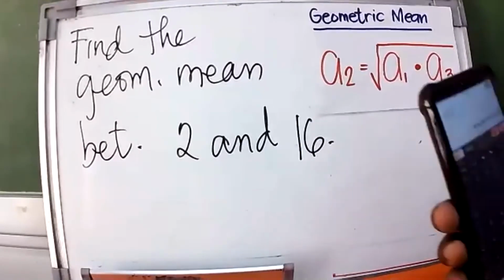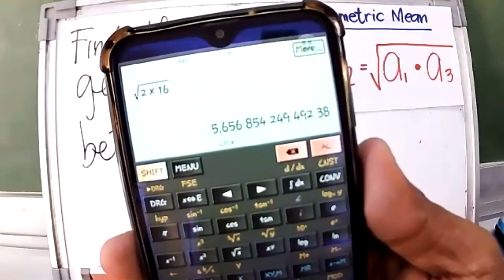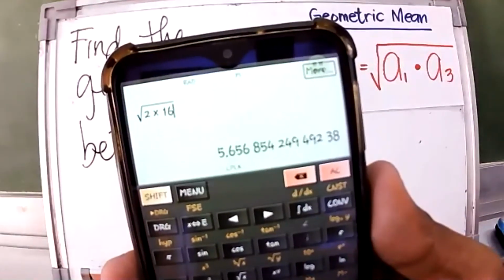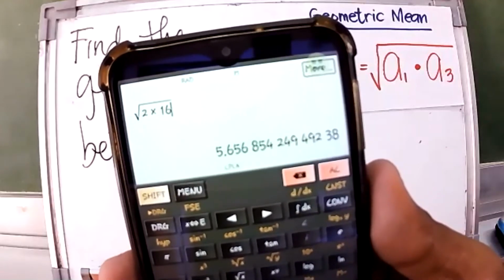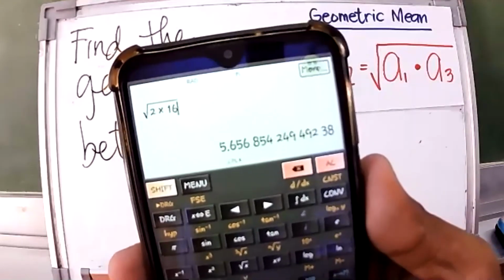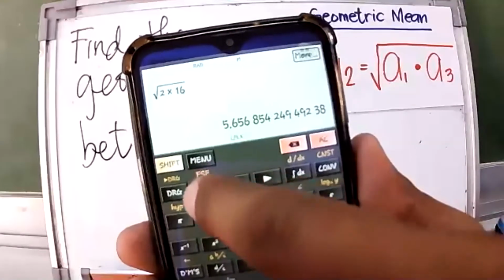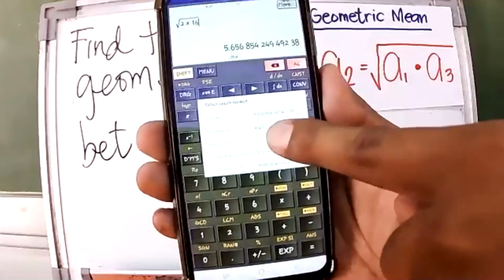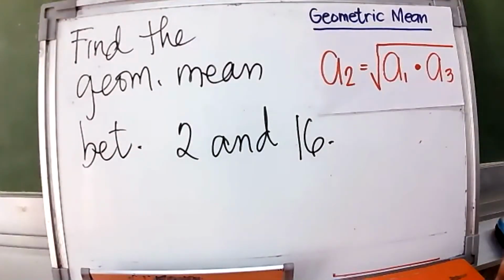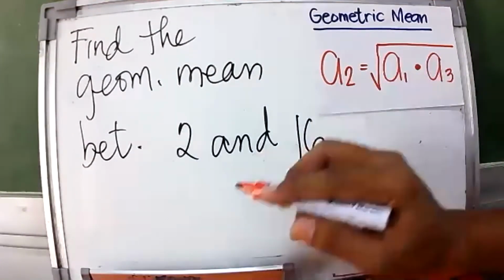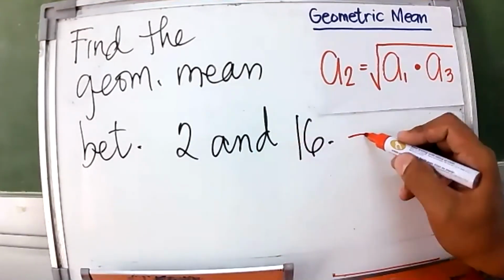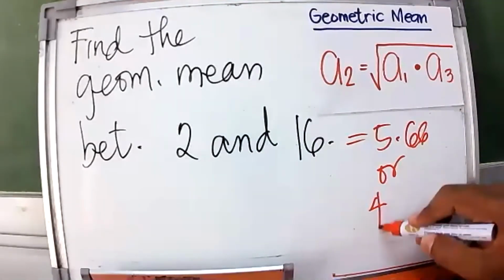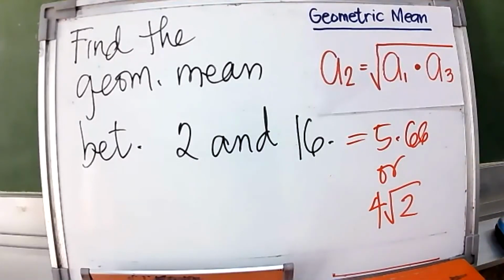Okay. So, I also pressed mine in my calculator. So, the square root of 2 times 16 is 5.66 if we round off. Now, there is also another option in your calculator where you will see the other possible answer, already simplified. Those who are having natural display, the other possible answer is 5.66 or 4 square root of 2. And how did we do that?